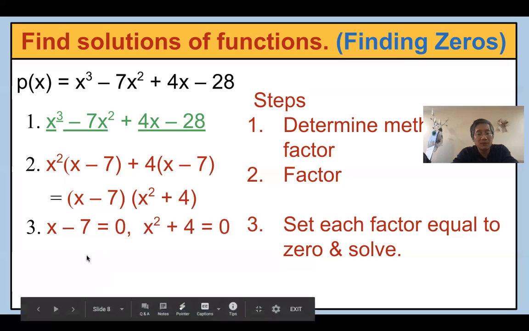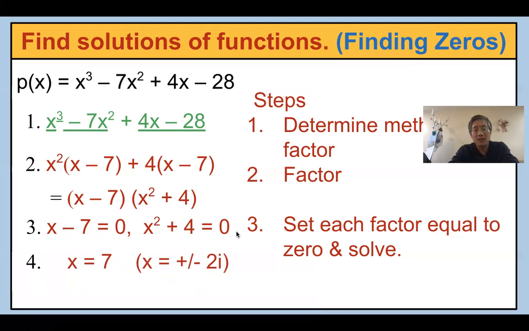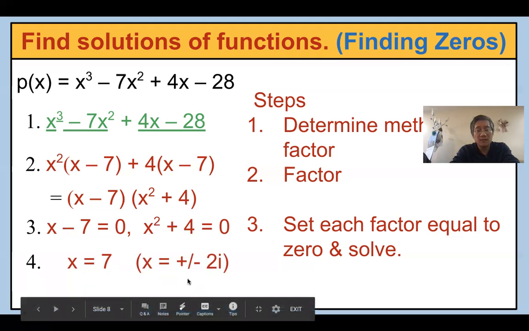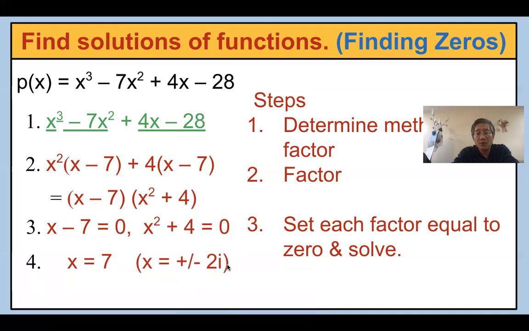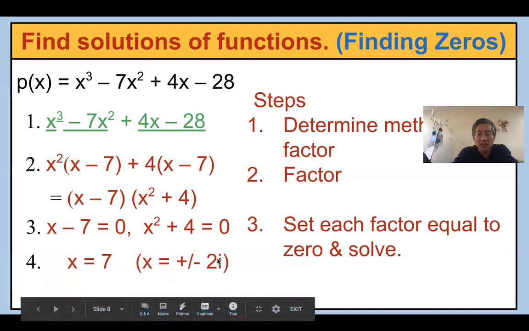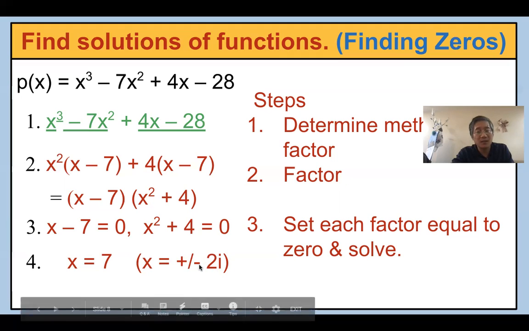You know how to solve for x from here. This one will give you x equal to 7. And for this one, you move 4 to the other side, it will be negative 4. Then when you take the square root, you get plus or minus the square root of negative 4. A negative number under the square root becomes i, so plus or minus 2i, which is imaginary. So we have 3 zeros, right? This is the real zero, but these imaginary ones are not actual zeros. We have only one real zero, and these are the 2 imaginary zeros, which are not actual zeros.